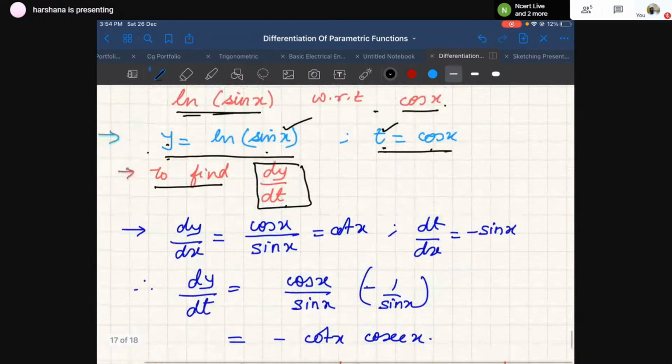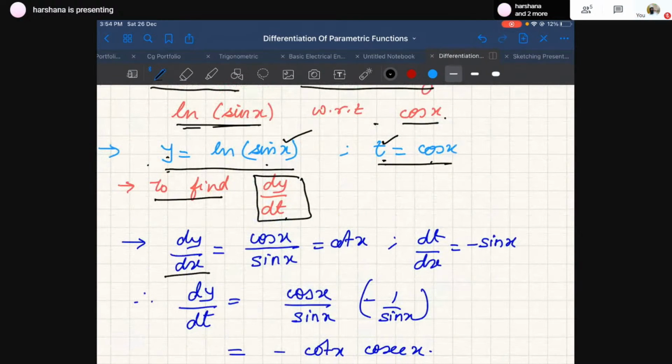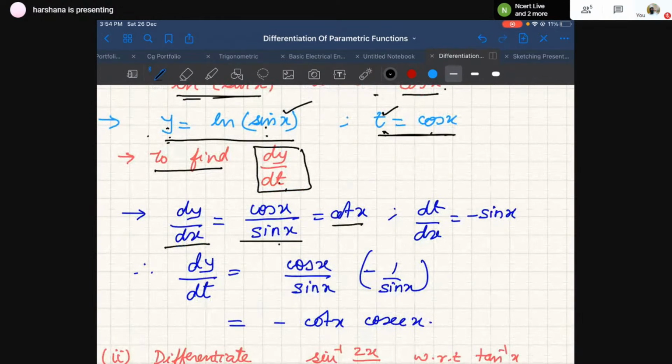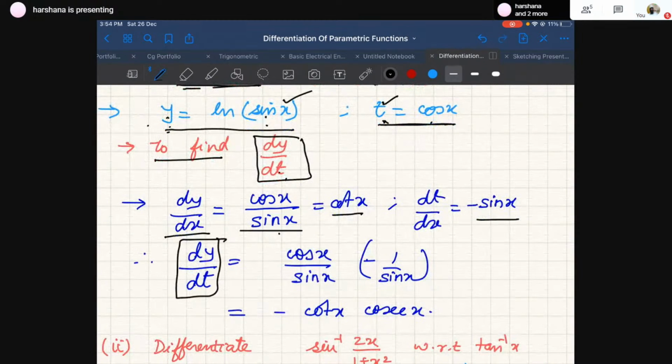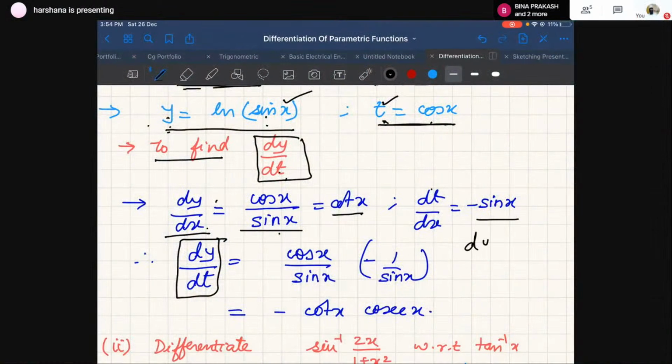So first we find dy on dx, with the same procedure as for y with respect to x. The derivative of log sin x is cos x upon sin x, that is cot x. Then the derivative of t with respect to x is minus sin x. So what is there for dy on dt? It is dy on dx multiplied by dx on dt, that is x differentiated with respect to t. That gives us minus 1 upon sin x. This is the final answer.